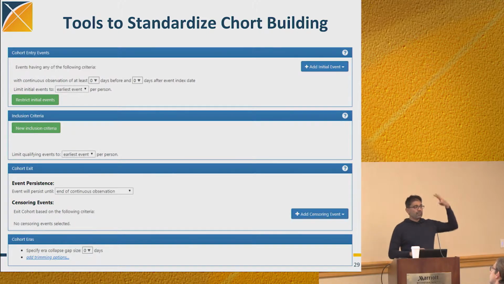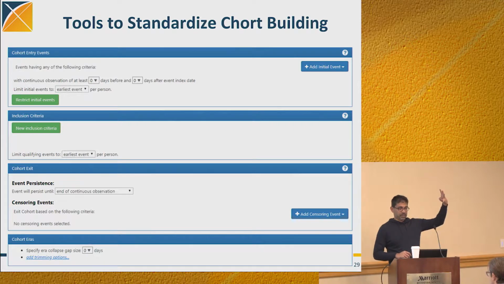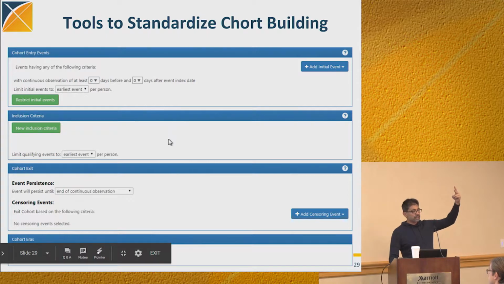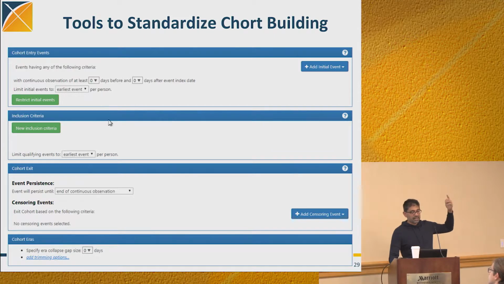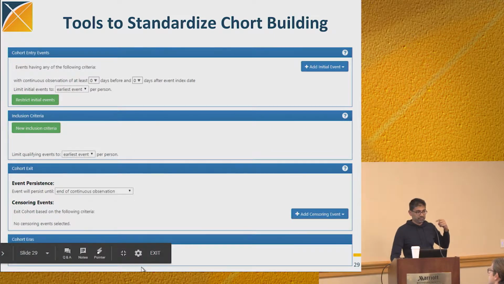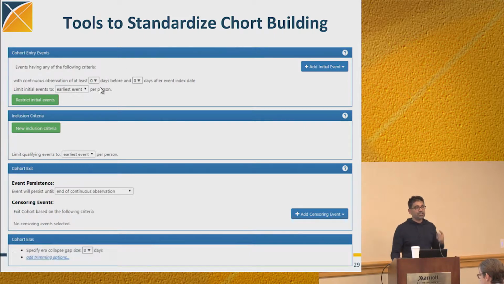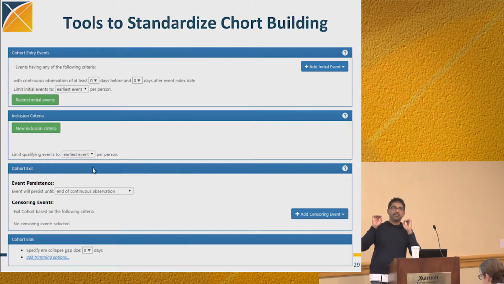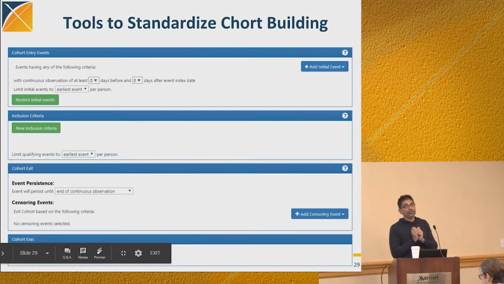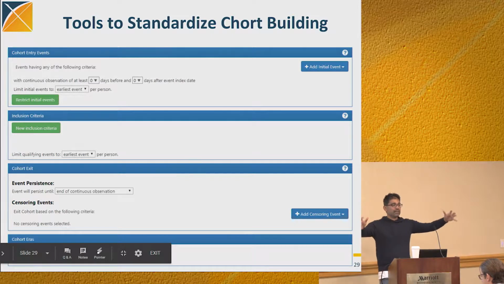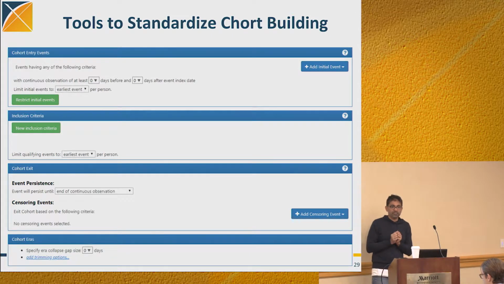So there are 4 foundational sections in Atlas. They are the cohort entry event, which is this box here. There is inclusion criteria, which is this box here. There is a cohort exit criteria, which is this box, and there's a cohort era. This and only this field is a required field. Everything else is optional. So this is your initial thing that you would do to pull a list of all records to continue to work on.